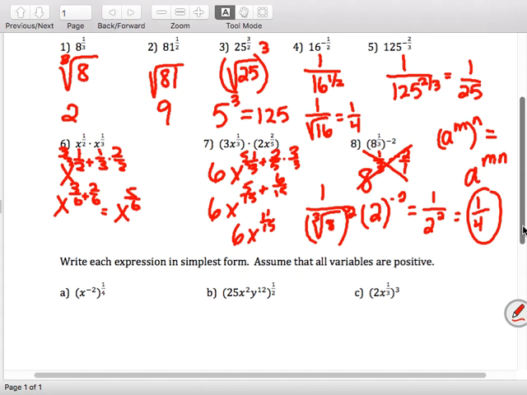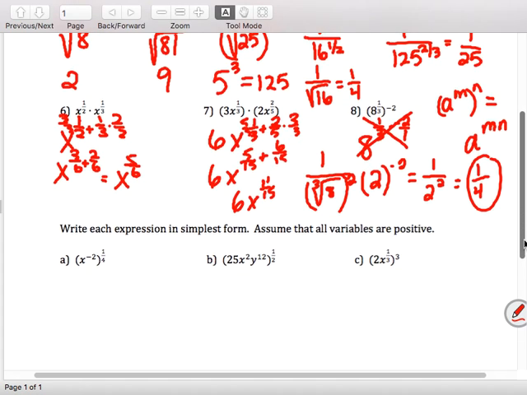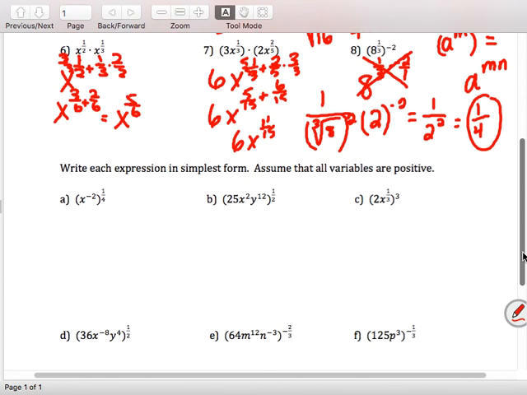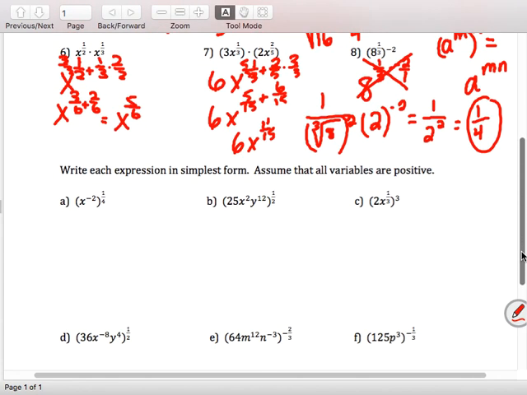Because then you flipped it twice. Do you see that? Yeah, you ended up flipping twice. Okay, so 1 through 8, this was a review of what we did yesterday. Now we're going to continue on, and we're going to be using combinations of exponent properties. It's not just going to be one property.